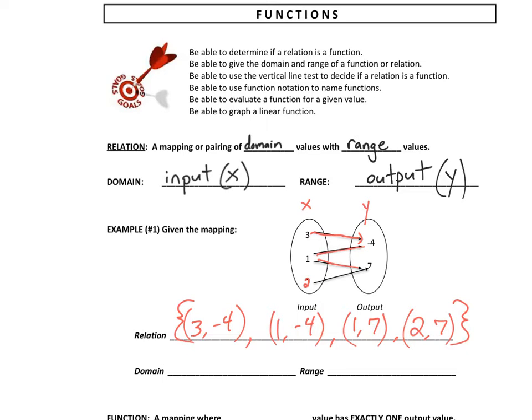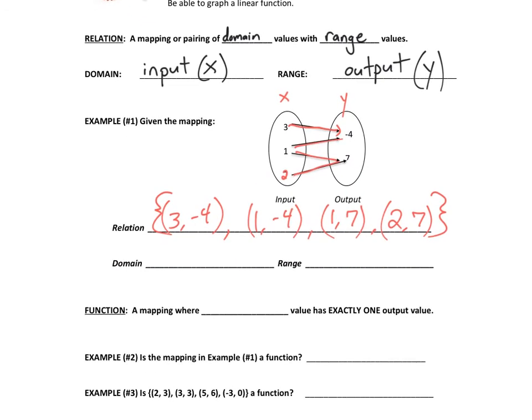All of the ordered pairs together make up your relation. Okay, and this mapping up here with the arrows shows how the x and y's are paired up. So the domain is going to be a list of the x values. So the domain would be 1, 2, and 3. That's the list of our values. And generally, we put them in order from least to greatest, but you don't have to. The range would be -4 and 7. So we have our domain, we have our range, and then they're paired up in that relation.